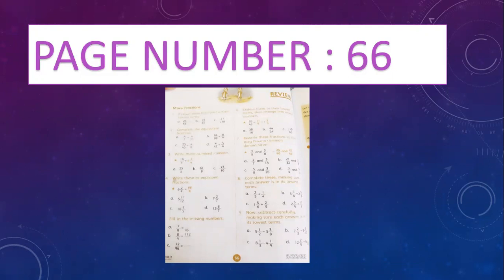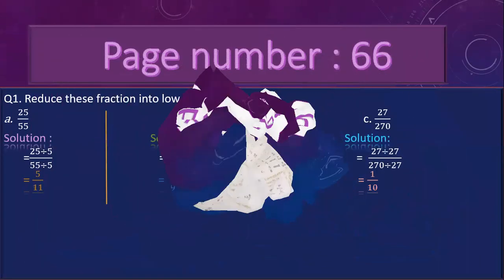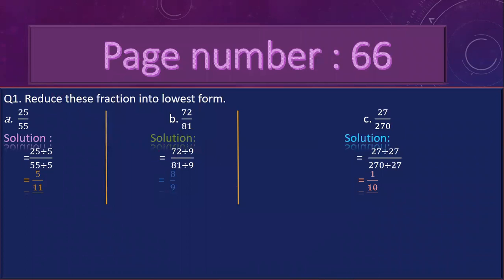Yes, question number 1 is reduce these fractions to their lowest form. Lowest term. Yes, dear students, you know about the lowest term, that we convert the fraction numerator and the denominator both into the simplest number, the smallest number. Like the first is given, first part 25 over 55. First we see on which table both numerator and denominator are divisible.